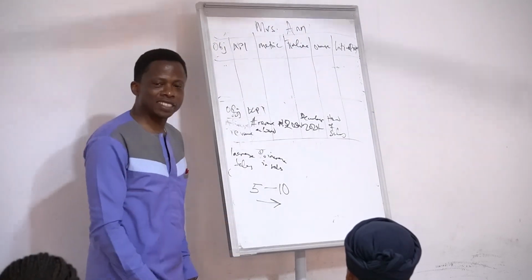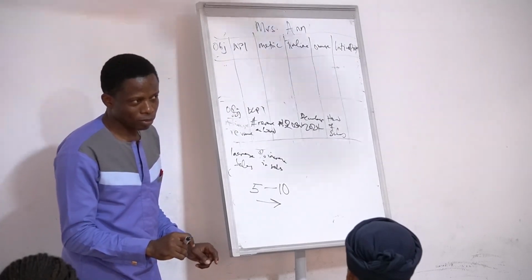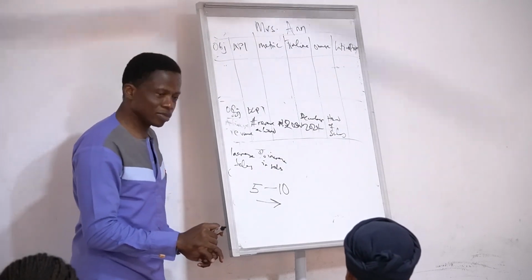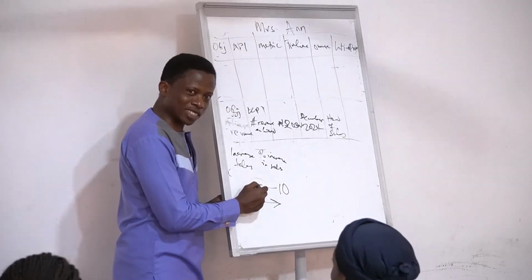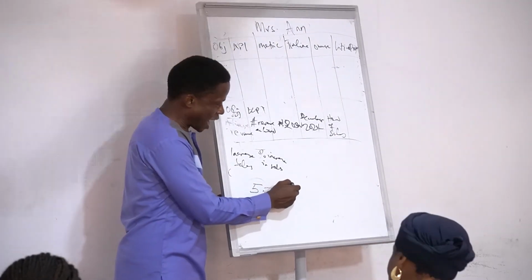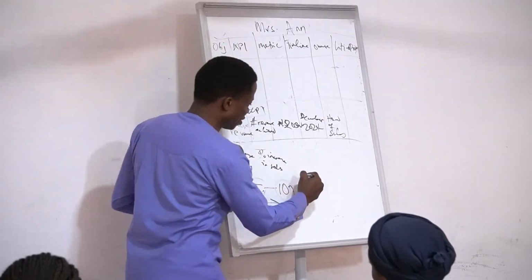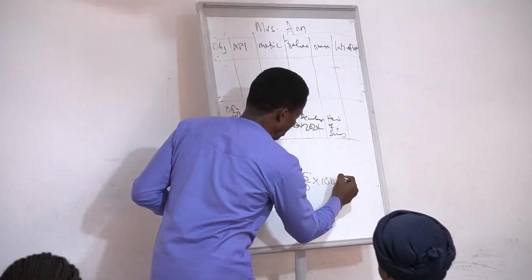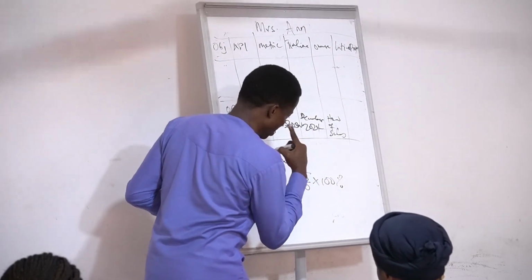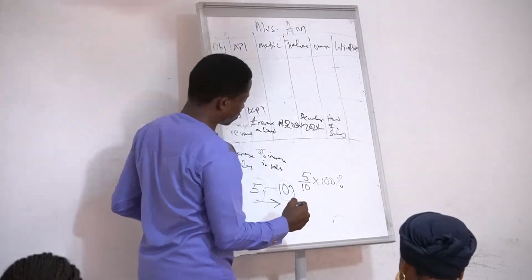How did you get 50%? What formula did you use? 10 minus 5, get 5. Listen, previous over current times 100 over 1. That's 5 over 10 times 100%. Percentage increase is the difference between the first.